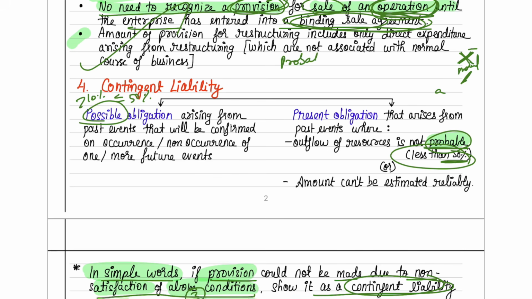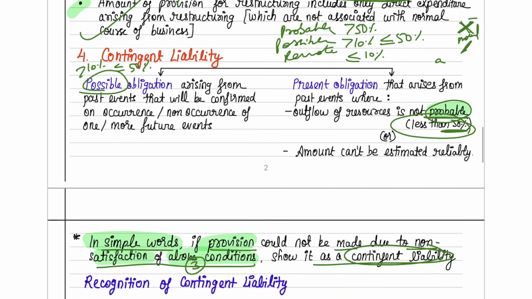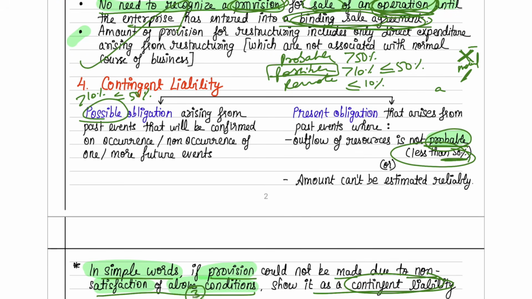Make note of it: probable, possible, and remote. Probable means more than 50% chance. Possible means more than 10% but less than or equal to 50% chance. Remote means less than or equal to 10% chance. So now it is a possible obligation. That means the chance of the obligation arising is only more than 10% up to 50%, arising from past events, that will be confirmed on the occurrence or non-occurrence of one or more future events. That means something happened in the past, but this obligation will only get confirmed due to an event that is going to happen in the future, the occurrence or non-occurrence of an event.